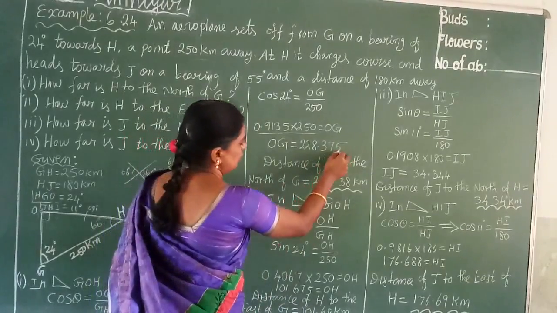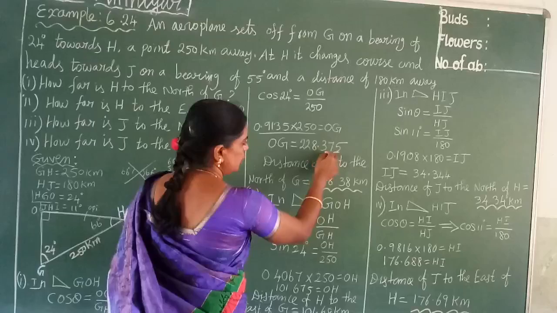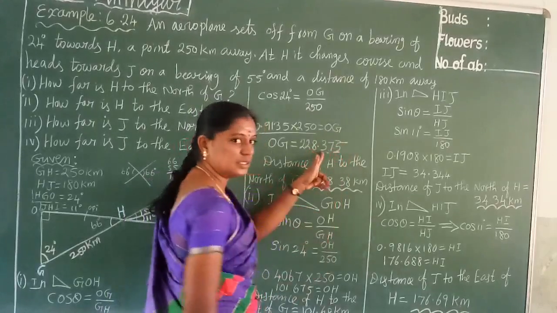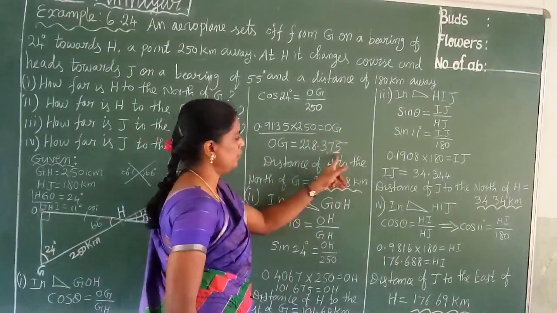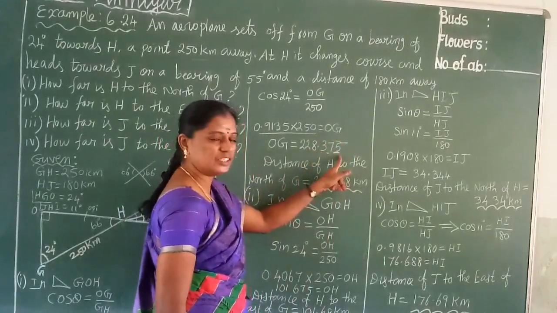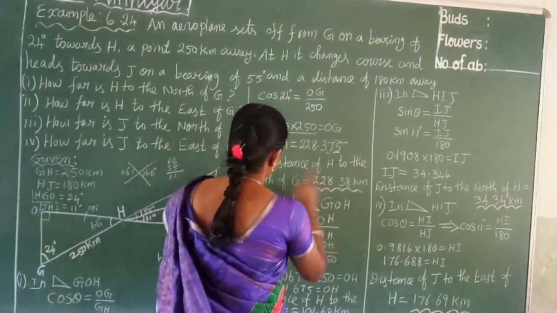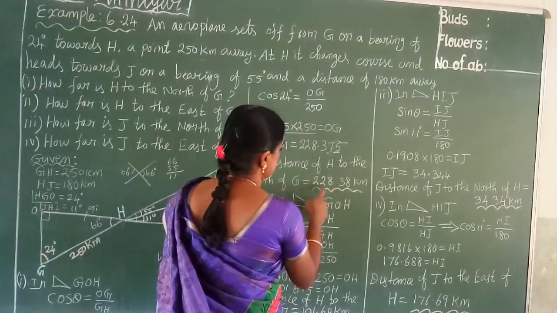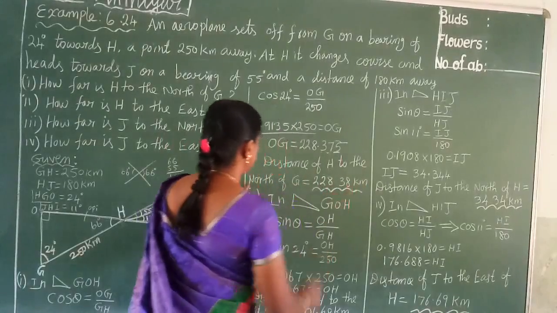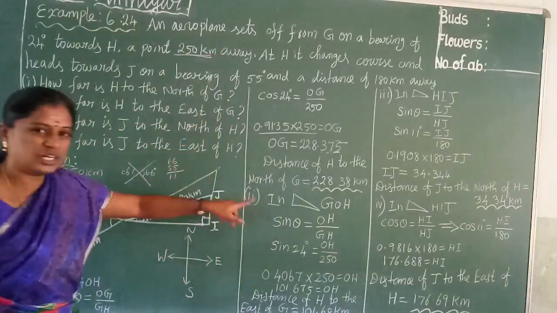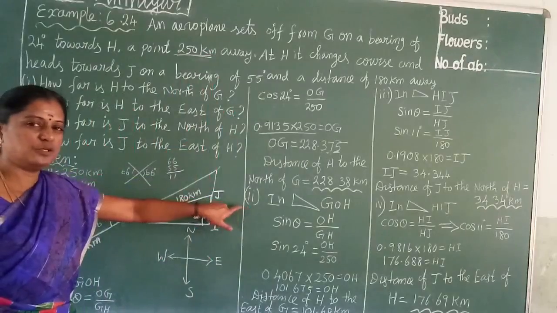228.375. This one is above 5, so we want to make it 2 digits. So 37 means we take 38. Clear? 375 means we consider 38. That is to make a 2 digit number. Therefore, the distance of H to the north of G is 228.38 kilometer. Here what unit is given? Kilometer. So don't write meter. You mention the units properly.